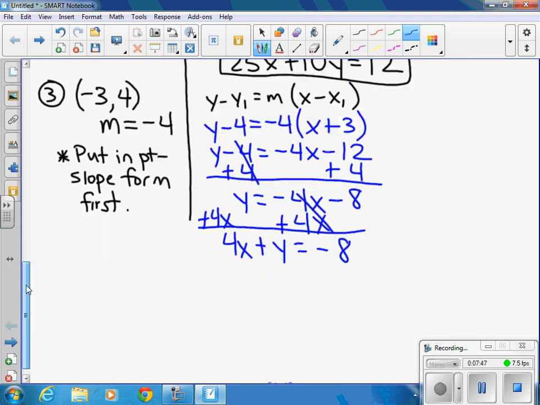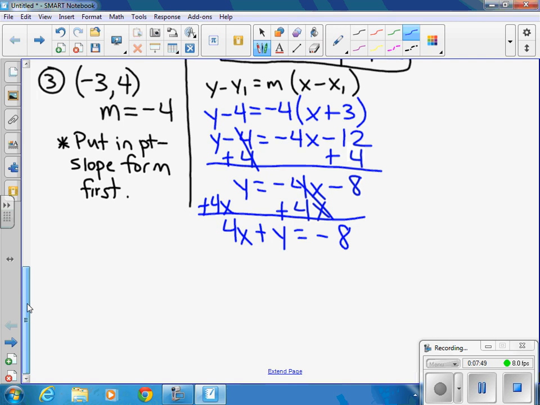Is the value of A negative? No. So since you said no to all 3 of those rules, this is your final answer in standard form. But notice we started at point slope, and then we went to slope intercept, and then we went to standard. So that's one of the unique equations that you can do that to. And you can do that pretty much with almost any equation as long as you have point slope to start with.